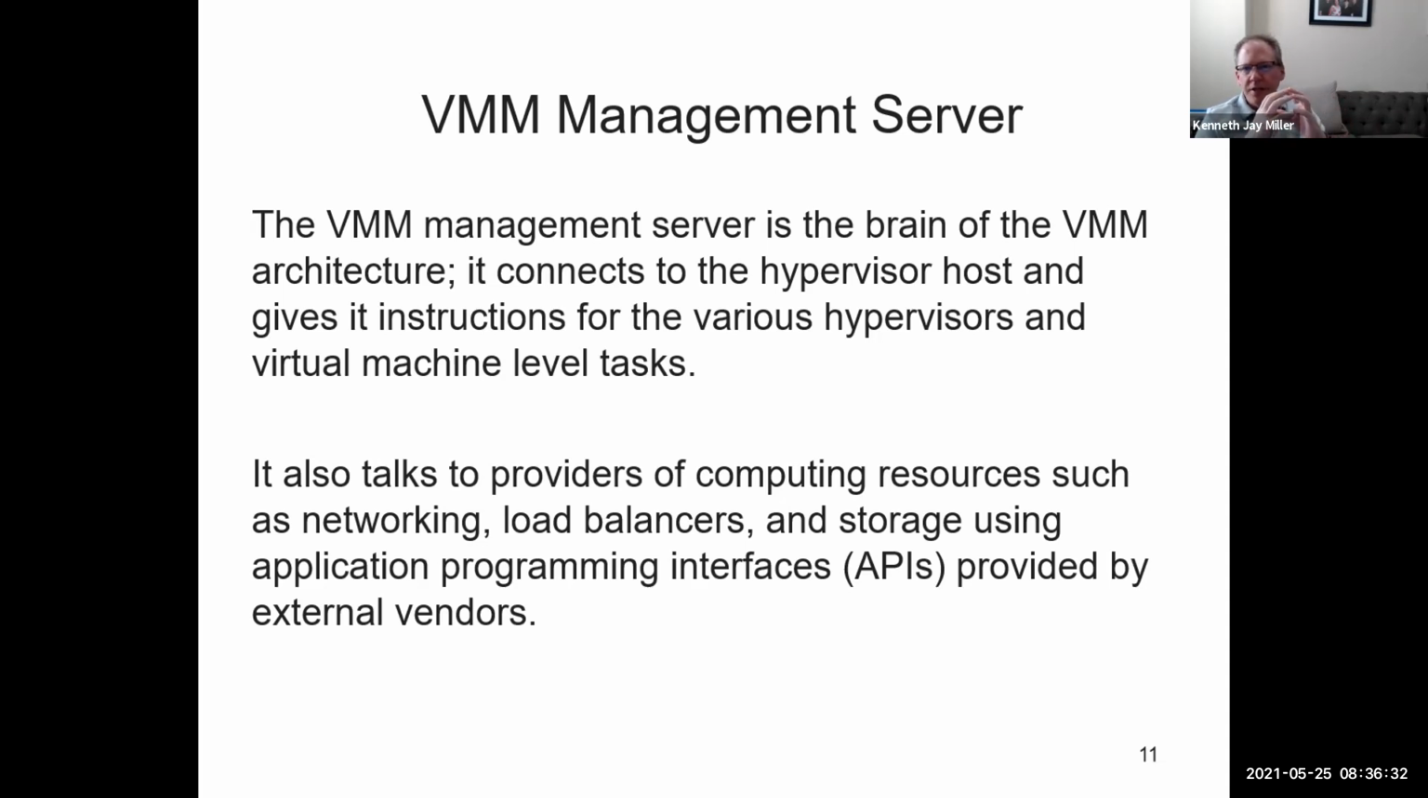So when you say create a new virtual machine and give it these attributes, disk and memory and processor, name, network, all those kind of things that we do, VMM just tells Hyper-V how to do that. It also talks to providers of computer resources such as networking, load balancing, storage, and it will use the APIs, which are the application programming interfaces, provided by the external vendors to communicate, right?